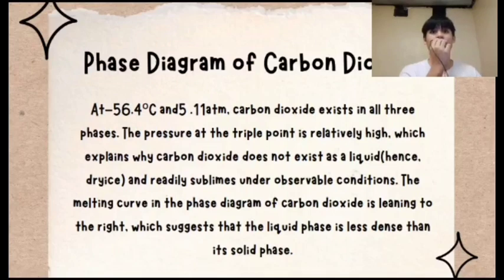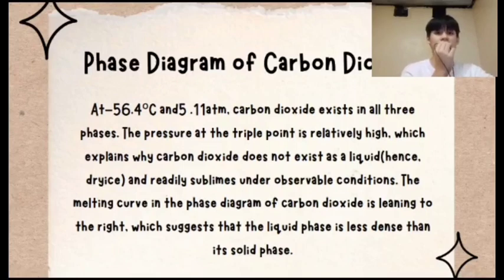The melting curve in the phase diagram of carbon dioxide is leaning to the right, which suggests that the liquid phase is less dense than its solid phase. So in the phase diagram of carbon dioxide, it exists in all three phases, and the pressure at the triple point is relatively high. That explains why carbon dioxide does not exist as a liquid.